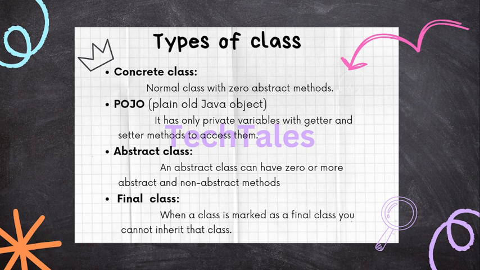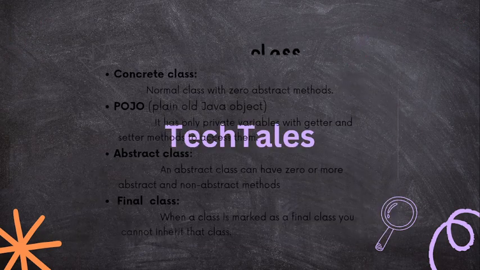So what is an abstract class? An abstract class is a class which can have zero or more abstract methods, abstract and non-abstract methods. So we create an abstract class using the abstract keyword. Then we have a final class. If we mark any class as final, then we cannot inherit that class. So if you want any class not to get inherited, then you can mark that class as final using the final keyword.